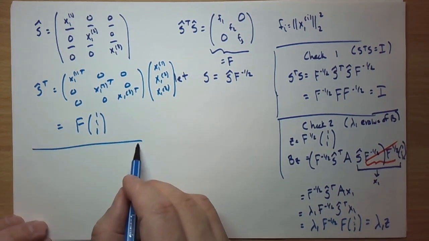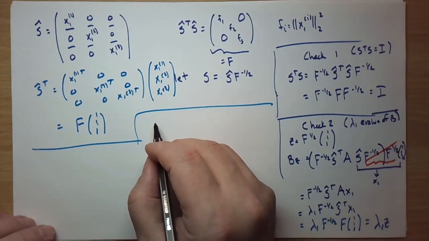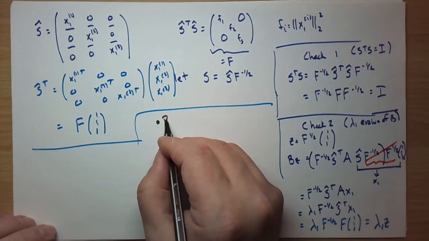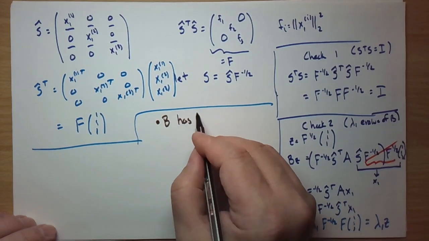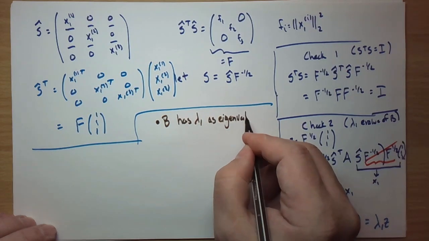All right. So we have now verified our two checks. Good. And we have almost no time left, but that's all we need to finish our great aha. We now know that our matrix B has lambda 1 as an eigenvalue, because we verified that.